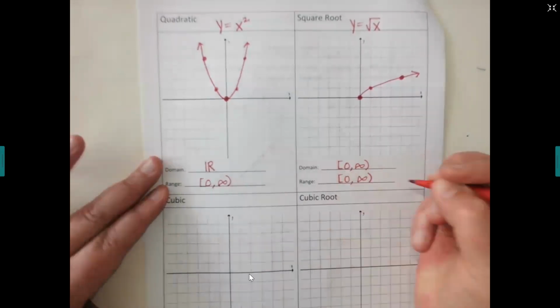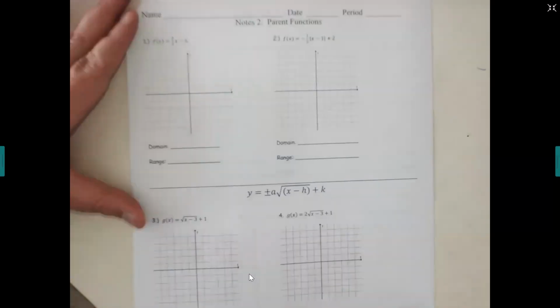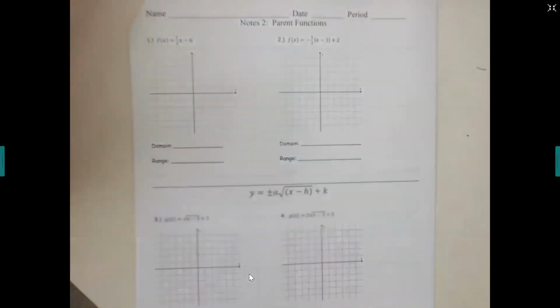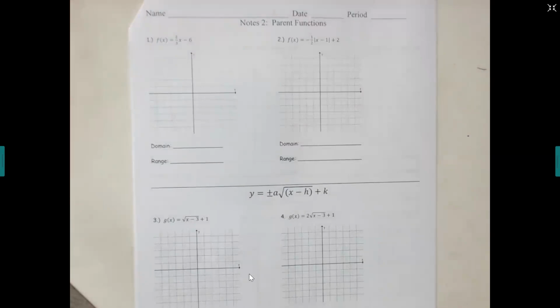Okay. But let's notice some commonalities. All of your parent graphs start at the origin. Okay, and then most of them have a domain of all real numbers, really except for this one. Okay. Now, before we get into your two new families, we're going to do just a little bit of practice on this page and review what those graphs are supposed to look like.